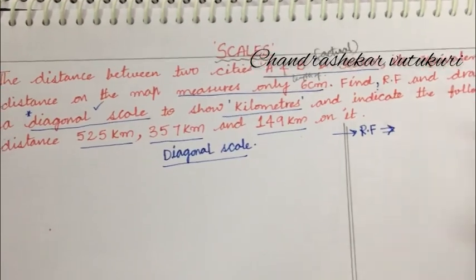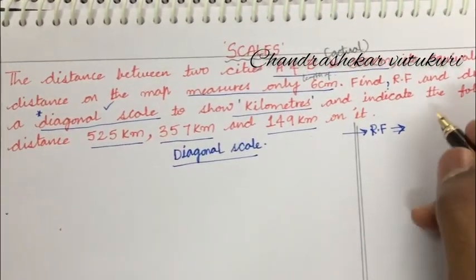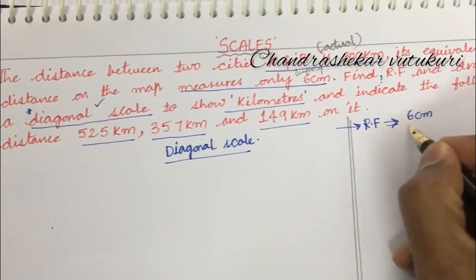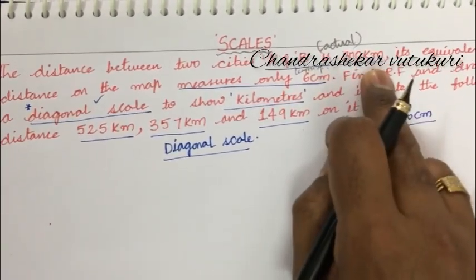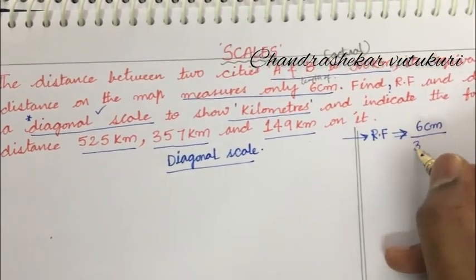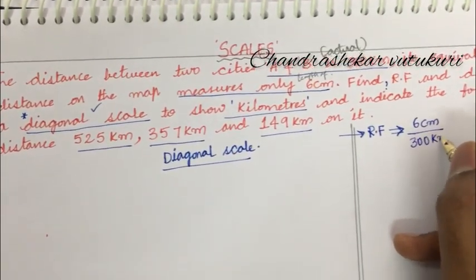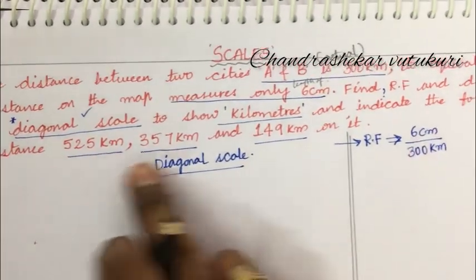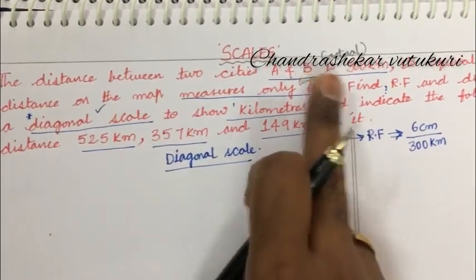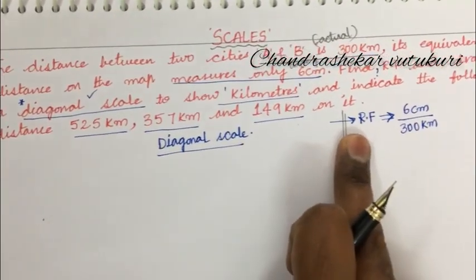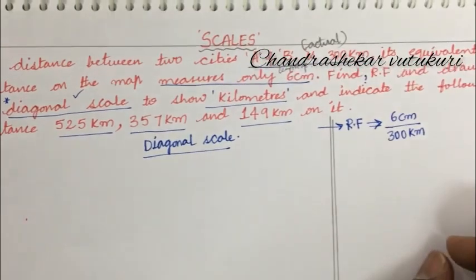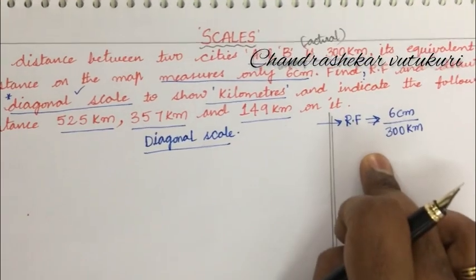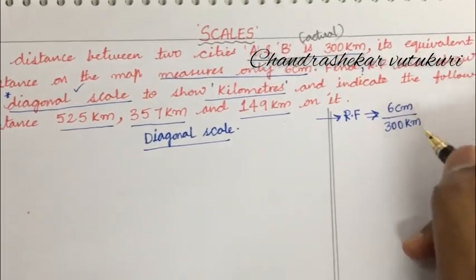As we know the definition of RF, it is nothing but the length of the drawing on the scale, that is 6 centimeters, upon the actual length, that is 300 kilometers. In a few cases they are going to give you the ratio directly, like 1:200 or 1:1000 as the RF. In a few cases they will not give it, and you need to calculate the RF first. This is how we are supposed to work out the RF, dear students. This is the numerator, the length of the drawing, and this is the actual length or distance.